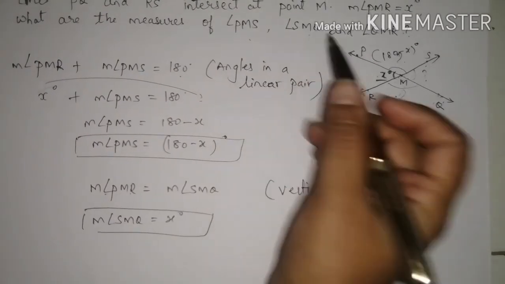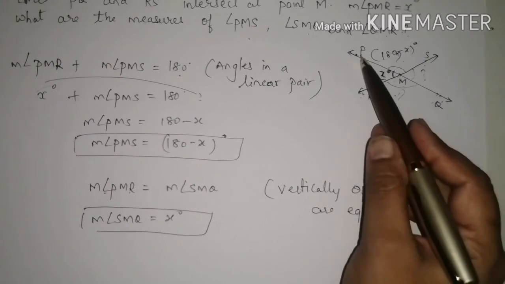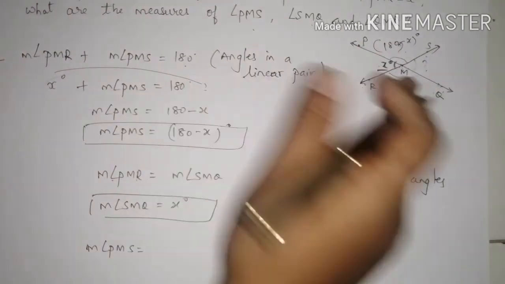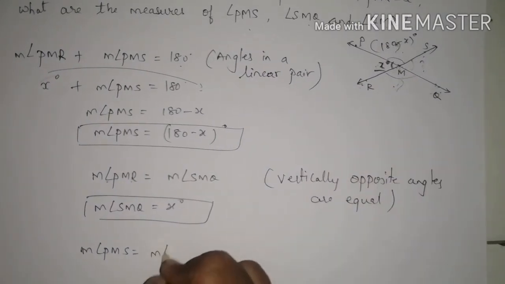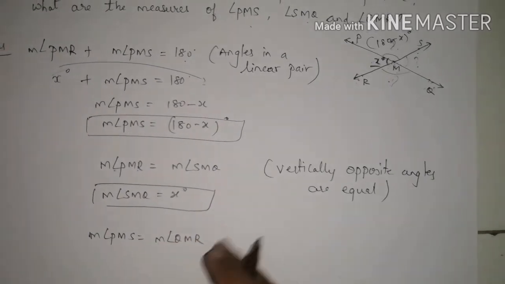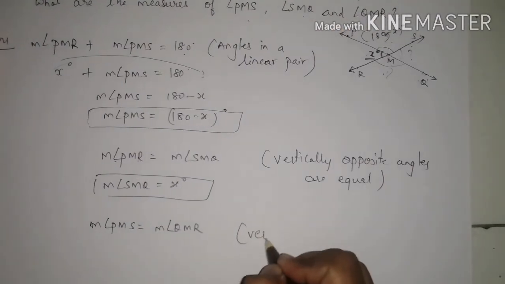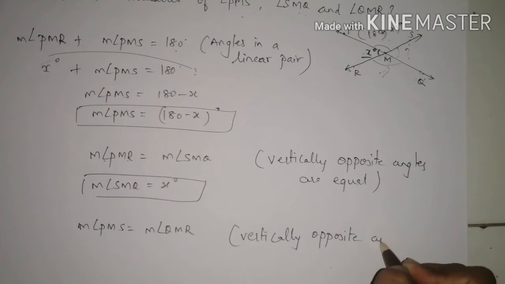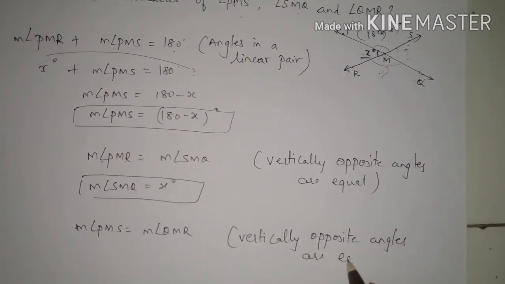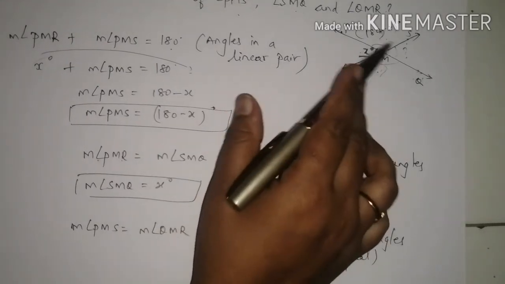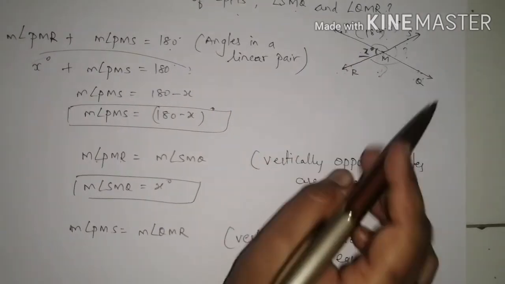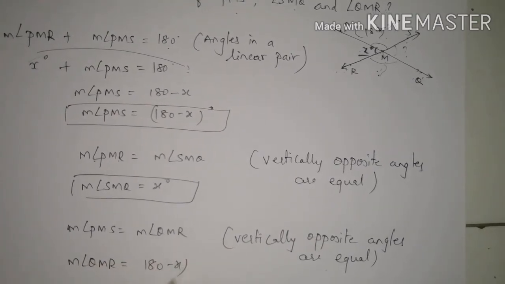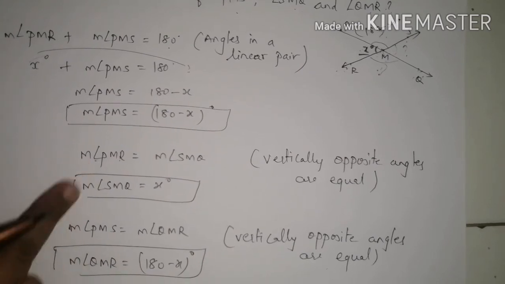So we got PMS, we got SMQ, and now we want QMR. So measure of angle PMS is equal to its opposite, measure of angle QMR. Why are they equal? Because they are vertically opposite angles, and we have seen the property that vertically opposite angles are of the same measure. So if PMS I know is 180 minus x, QMR will also be 180 minus x. Therefore measure of angle QMR is also 180 minus x degrees. So we got the measures of these remaining three angles.